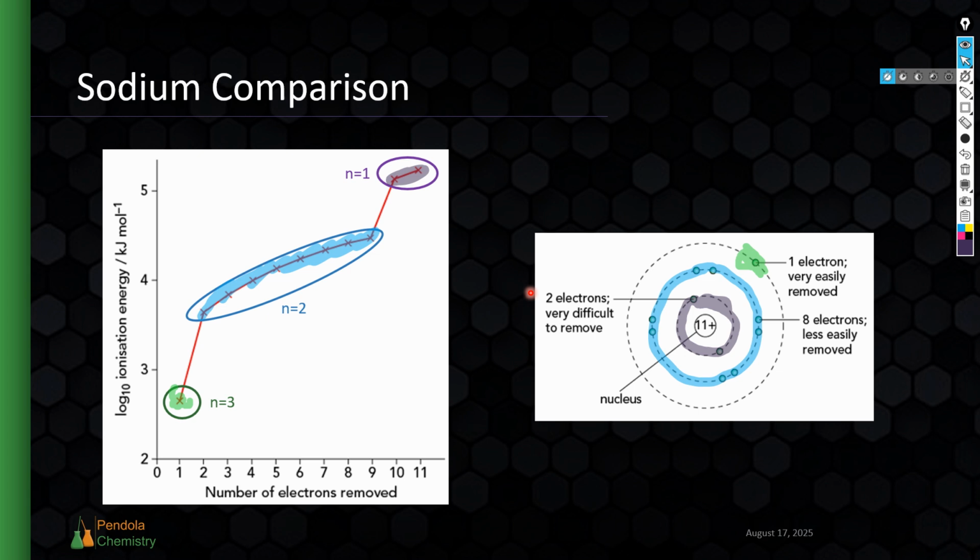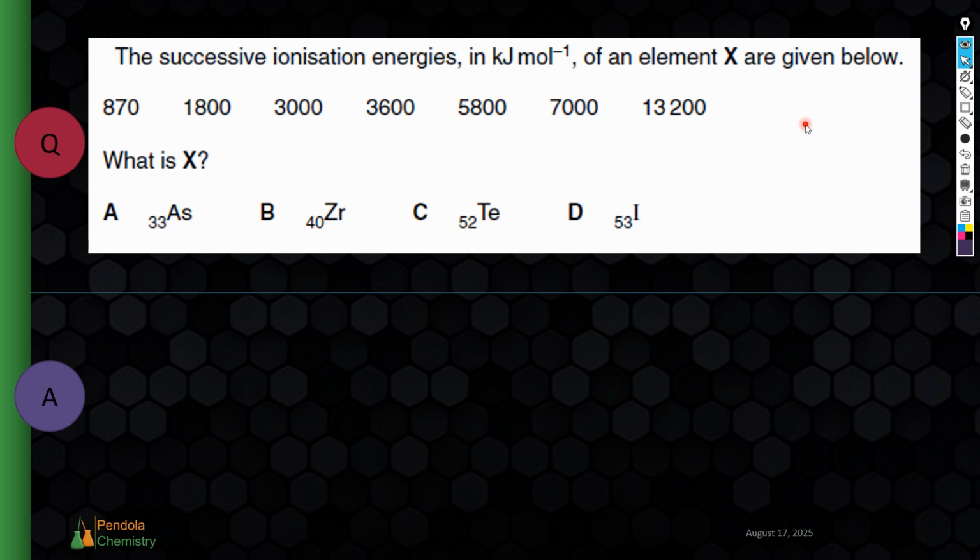Speaking of questions, let's do a paper 1 question that's related to this. So let's look at this question. This question gives us a bit of information and then 3 options. The successive ionization energies in kilojoules per mole, and it's almost always going to be in kilojoules per mole, of an element X are given below.